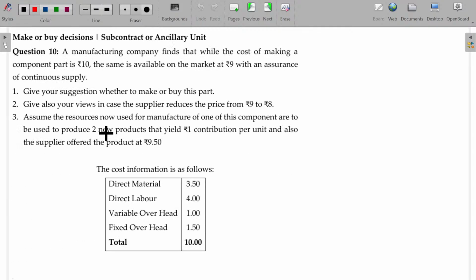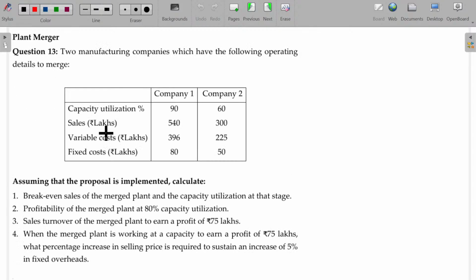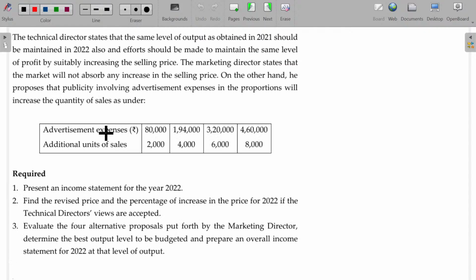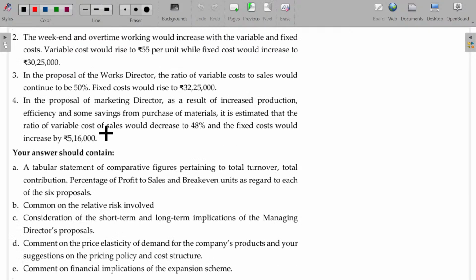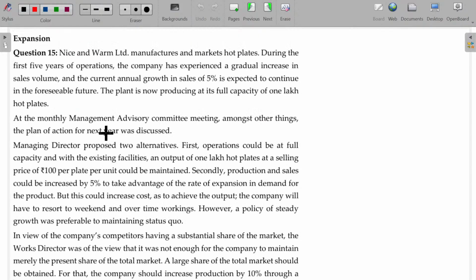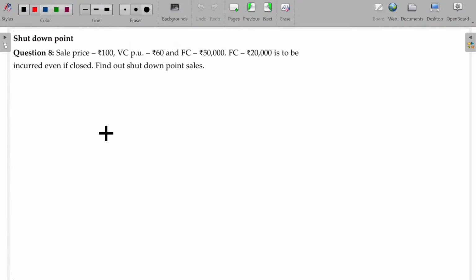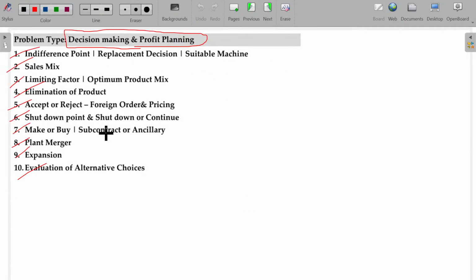I think up to the 13th illustrations are common. The 14th is a comprehensive illustration for CMA Inter Group 2 as well as final students. But anyhow, you have knowledge to the extent of final, so that you'll be able to handle your basic level illustrations easily. These 14 and 15 are not available in the CA Inter as well as the CMA Inter Group 1 paper. This sum is not available, you just copy it, no issues. Let's start with the first illustration.